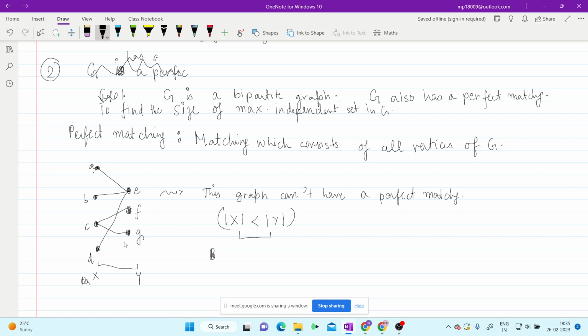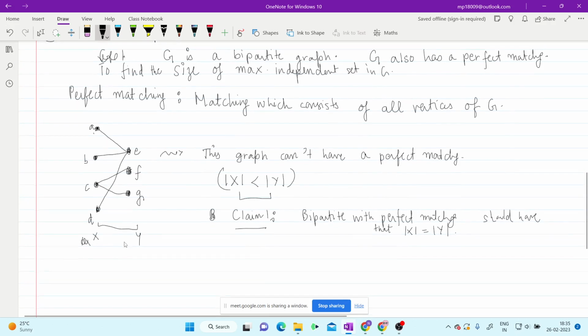To prove this question, my claim 1 is that a bipartite graph with a perfect matching should have the order of X equal to the order of Y. So is everyone convinced why this should happen? That if we have a bipartite graph in which one bipartition has fewer elements, then that bipartite graph cannot have a perfect matching.